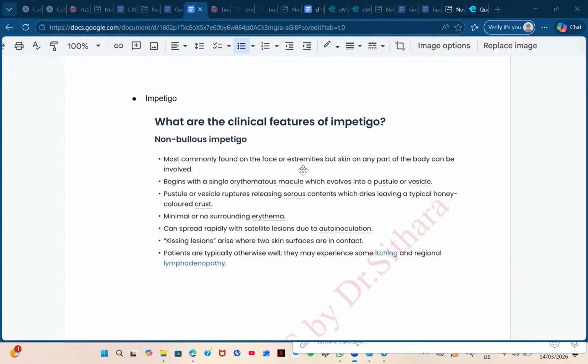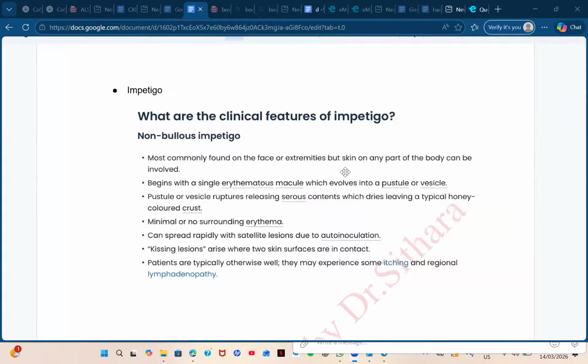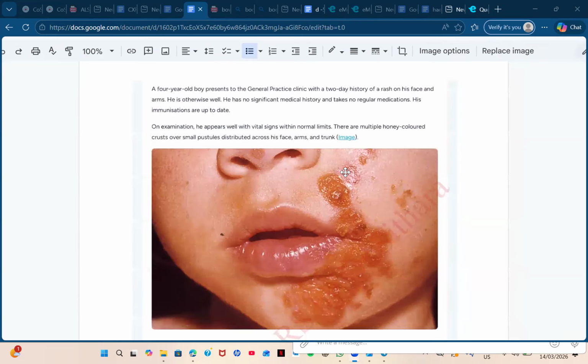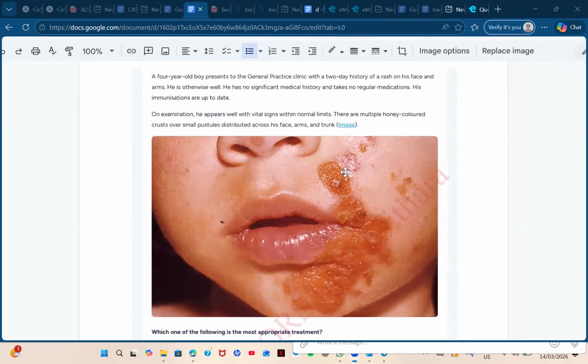So what do you know about impetigo? Okay, I'm going to answer. We will do this question. You should, like I have explained this part. You should never get the wrong answer today.